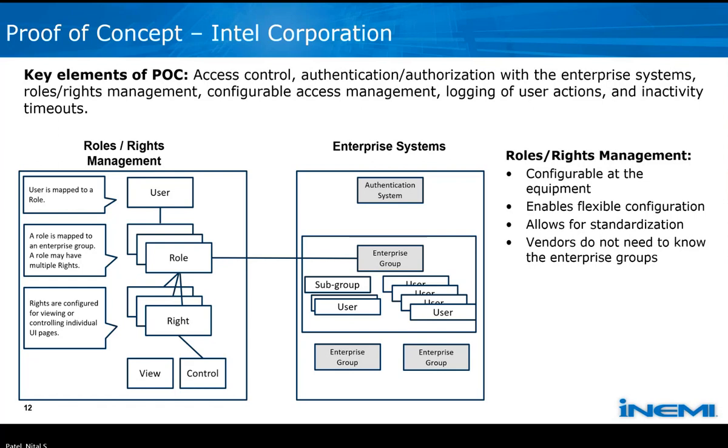On the diagram on the left, you'll see the roles and rights management. What we did is map the user to a specific role, and the role is then mapped to an enterprise group. The enterprise group belongs to our enterprise systems. Within the enterprise group, you can have multiple subgroups, as well as users within that subgroup, and then multiple users within that enterprise group.